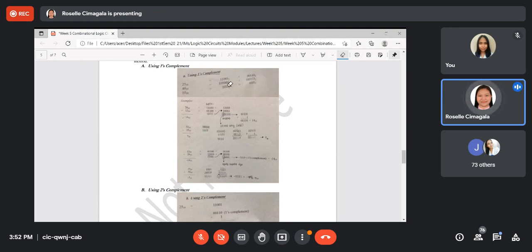And then 40, 101000, every 1 becomes 0 and every 0 becomes 1. As well as 10, 1010, which becomes 0101. Clear? That's how simple one's complement is. Okay?